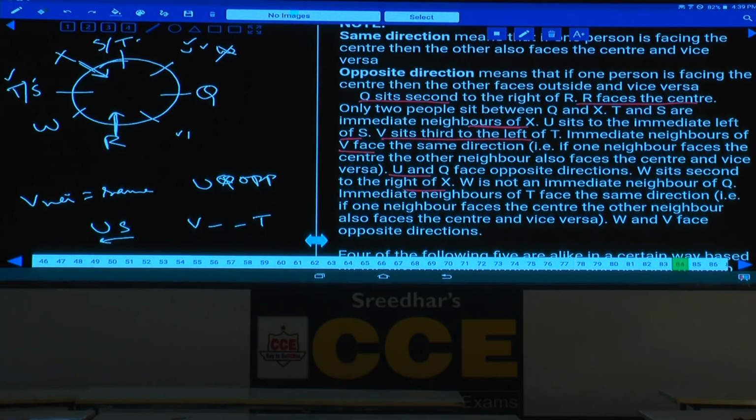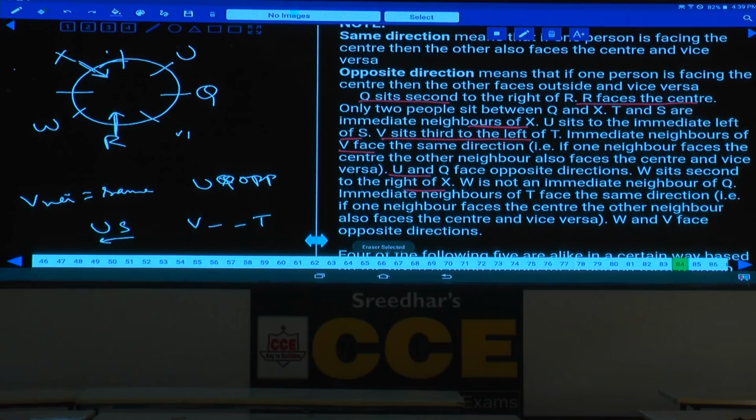If W is here, then where should this U be? U must be at this place. If U is here, earlier we have information: U sits to the immediate left of S. As U is to the immediate left of S, then S must be here and T must be at this place. All the positions were fixed because of one information that W is adjacent to R.